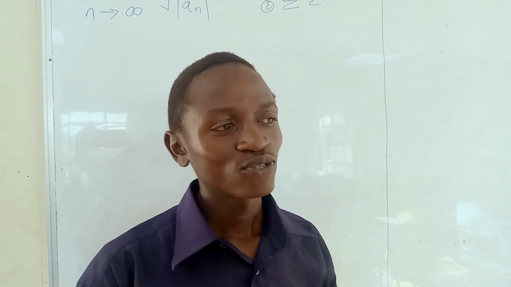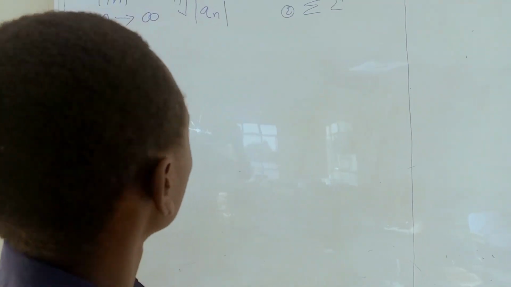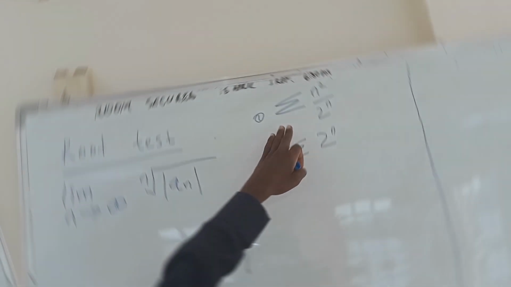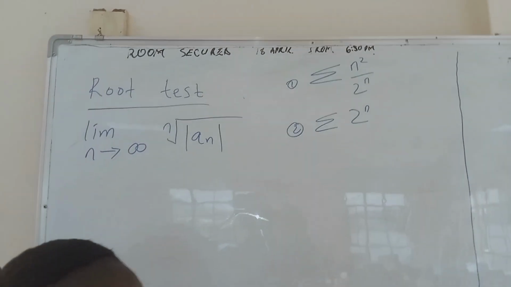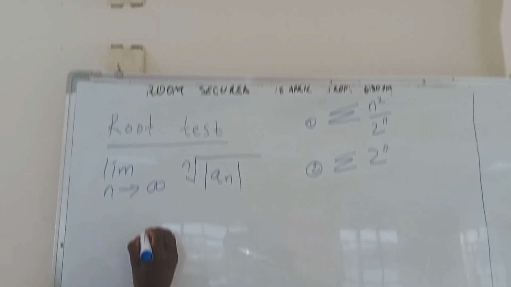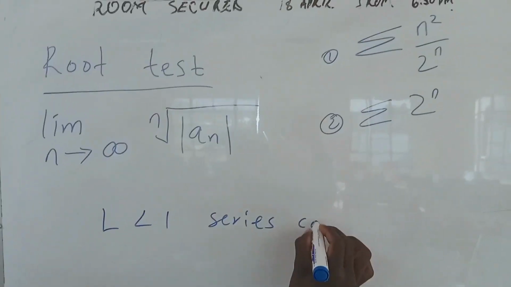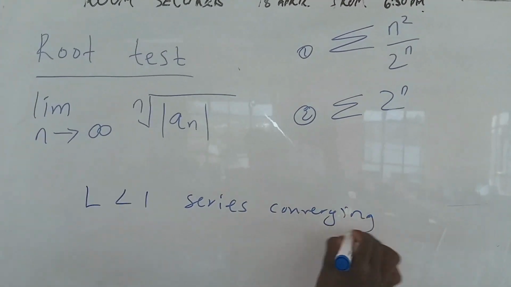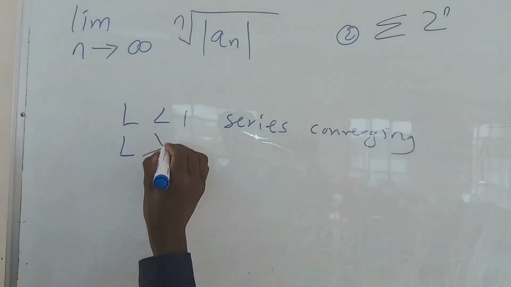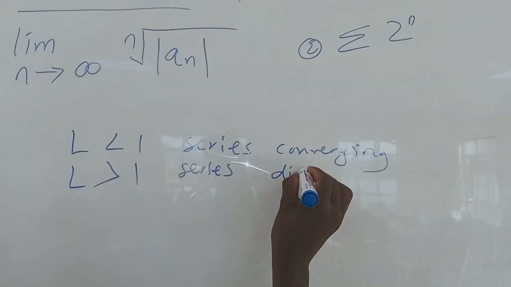Determine whether the series is converging or diverging. We say that if the limit is less than 1, the series is said to be converging. If the limit is greater than 1, the series is said to be diverging. And finally, if your limit is equal to 1, then the test for convergence or divergence fails. So the test fails.